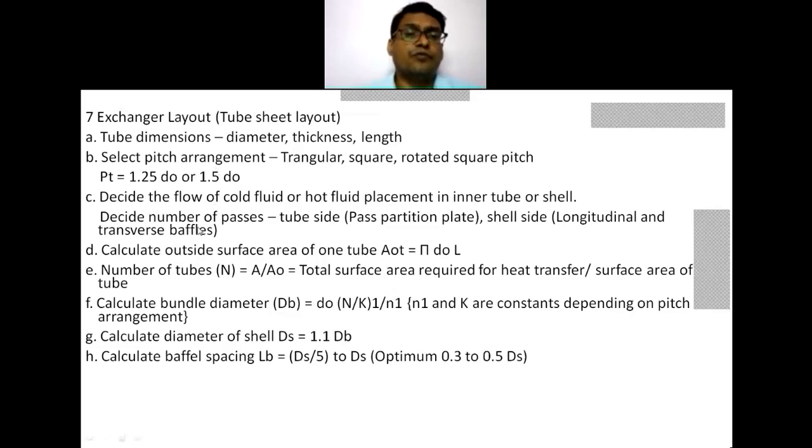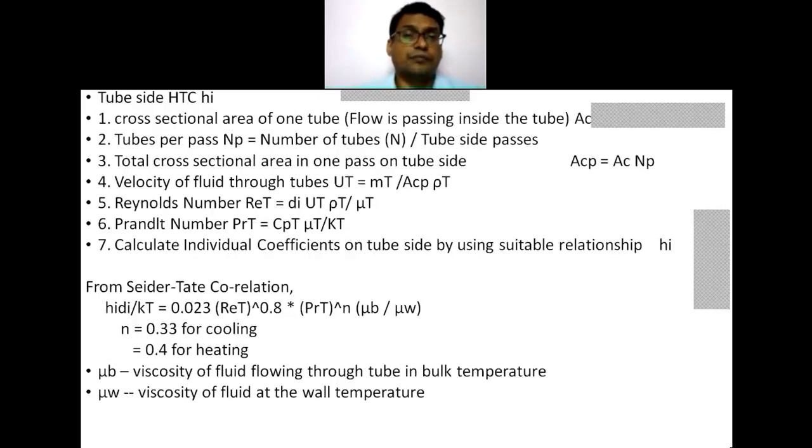Then decide the number of passes and the calculation of outside surface area, those calculations can be there. Then the number of tubes, bundle diameter, the diameter of the shell and the baffle spacing will not be there. So directly coming to the individual heat transfer coefficient HI.